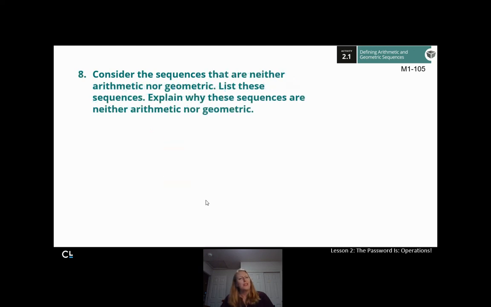But there were others, right? There were other sequences that didn't make either of our lists. So I would like you to consider these other sequences that we have from our cutouts that were neither arithmetic or geometric. And I'd like you to just list the sequences here on page 105 and explain why these sequences are neither arithmetic nor geometric. Go ahead and hit pause, jot that down, and then hit play when you're ready to check your work.